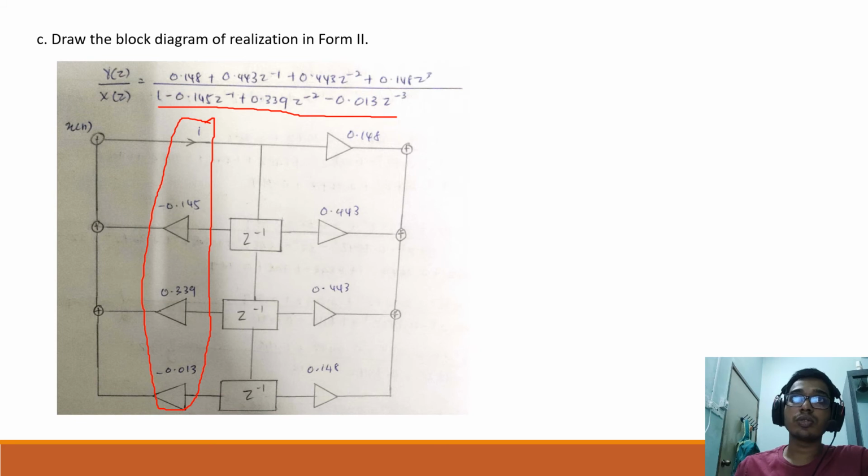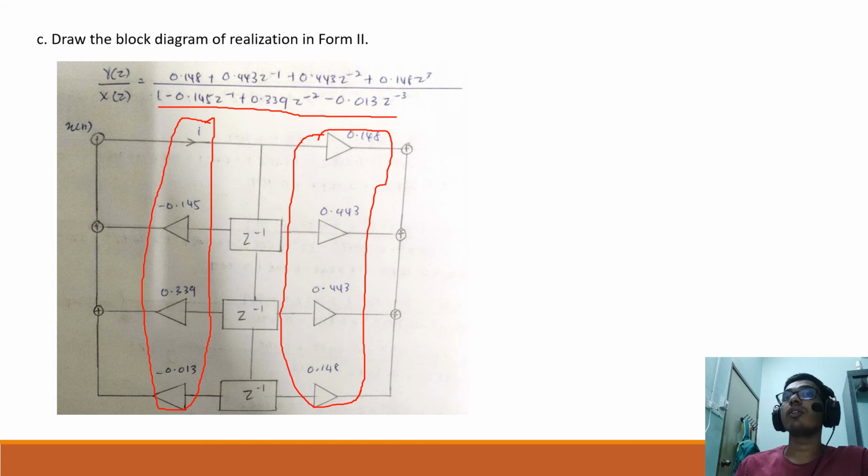For the right side, it will appear for the y value, which is yz, which is 0.148, 0.443 and 0.443, finally 0.48, and in this will be z negative power of 1, z negative power of 1, and z negative power of 1. So that's all for the block diagram.